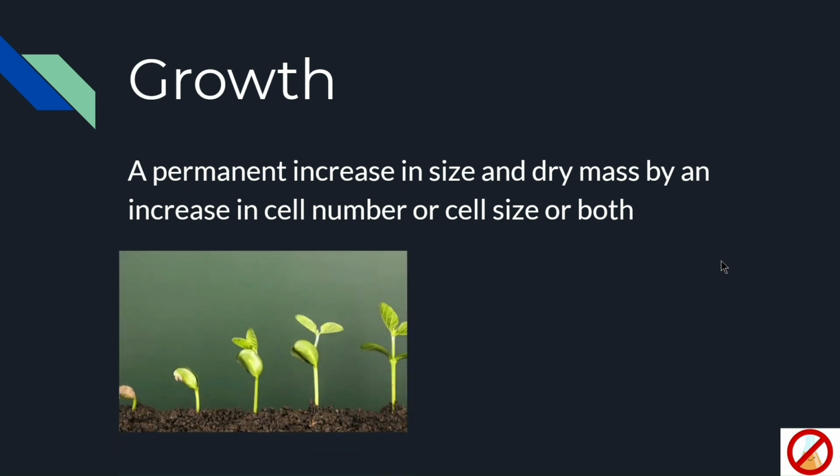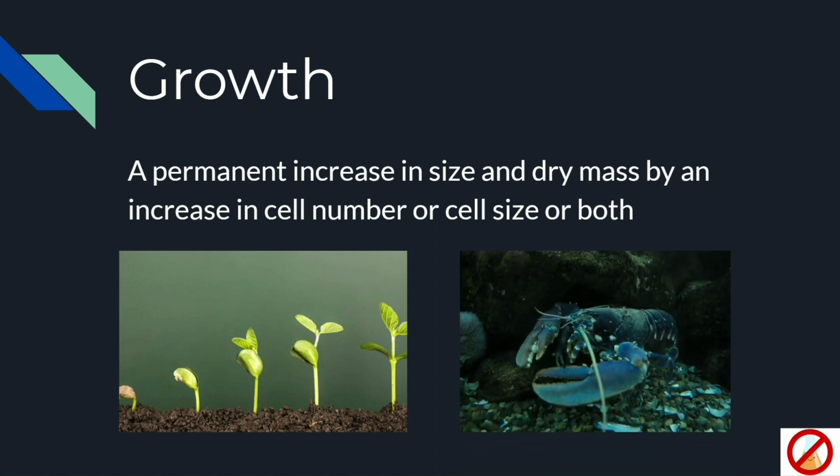So the stem grows longer and taller and more leaves grow on the stem. That's a physical feature of something growing. And another fun fact about growth is organisms such as lobsters actually keep growing until they die. Not like humans, we grow to a certain height and we stop. But lobsters keep growing until they die.